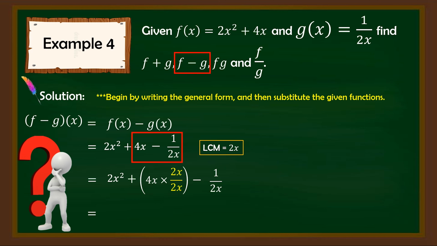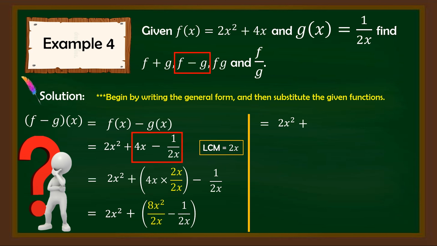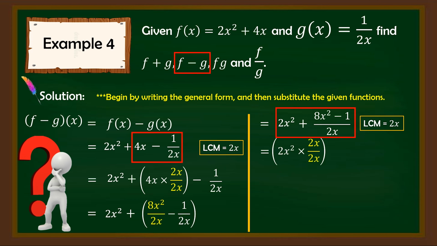Then simplify, which yields to 2x squared plus 8x squared over 2x minus 1 over 2x. To continue, we have here 2x squared plus 8x squared minus 1 over 2x. Then, combine similar terms. Since the other one is a whole number and the other one is a fraction, the same with the previous solution, we will find first the LCM, which is 2x. Then we have here 2x squared times 2x over 2x plus 8x squared minus 1 over 2x.